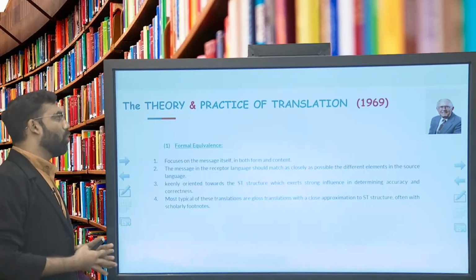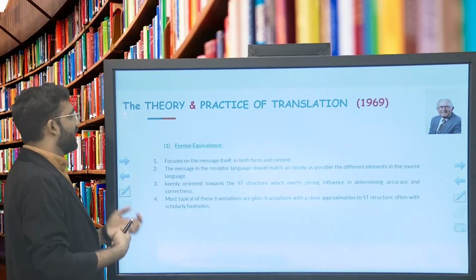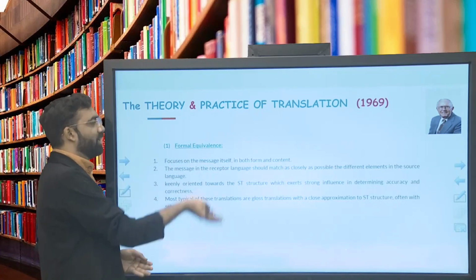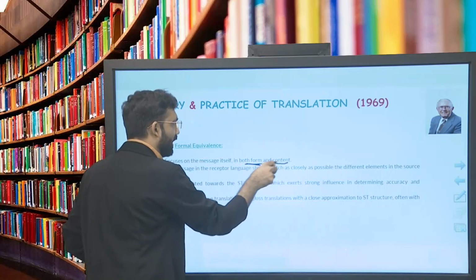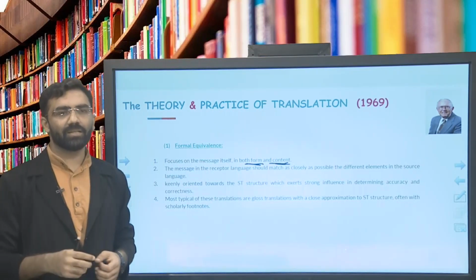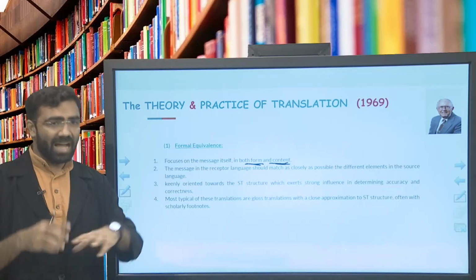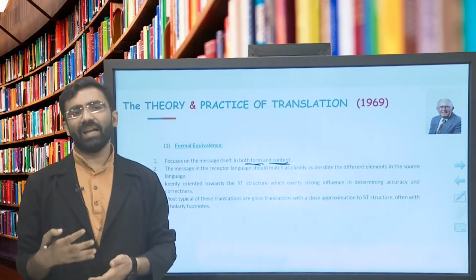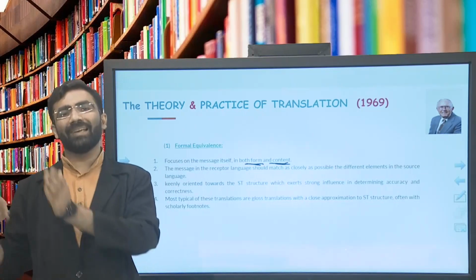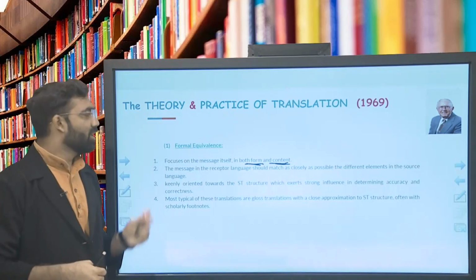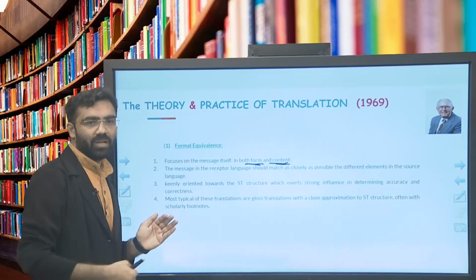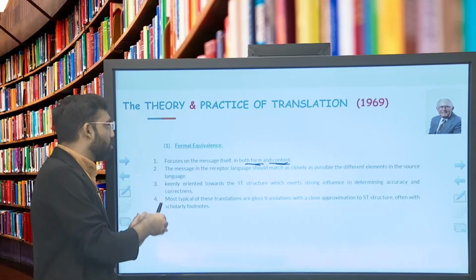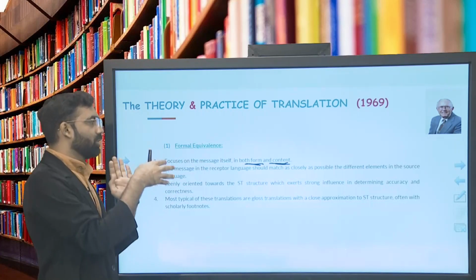So when we talk about formal equivalence, equal value in translation, it focuses on the message itself in both form and content. I'll explain it. I'll again take the example of Shakespeare. Suppose Shakespeare writes most of his plays using blank verse. Now when you are translating it into Hindi for Indian audiences, you will focus on the message itself in both form and content.